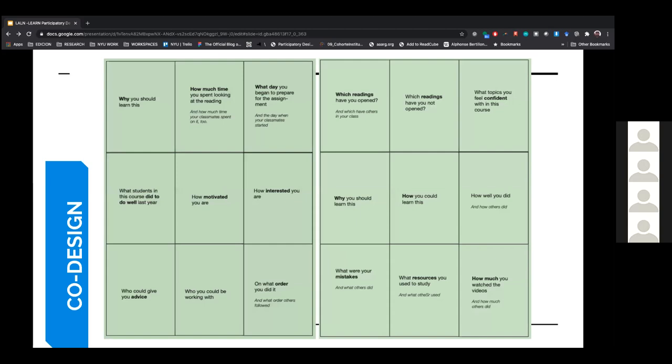There's green cards that essentially have a suggestion of what a learning analytics tool might do, or what is a need that a tool might respond to, like how you could learn something in your university. What mistakes have you committed as a student? What other mistakes other students may have committed? What order you did things in a class? How interested you are in a class? All these things that maybe we can get data to give us an answer.